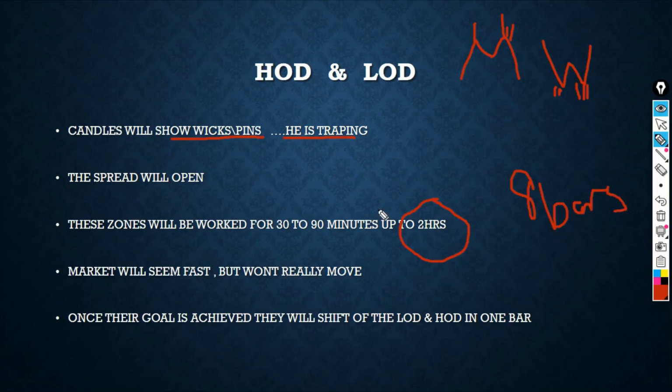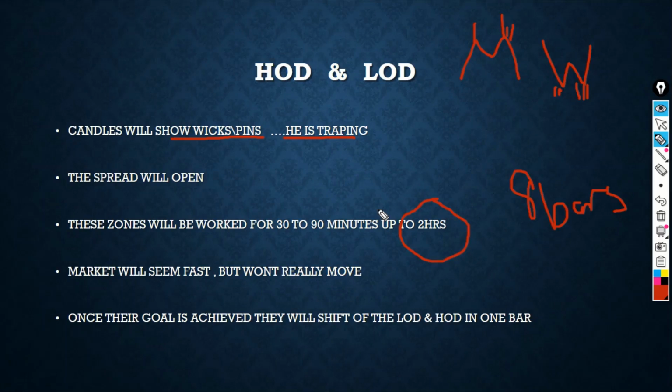Okay, the market will seem fast, but it won't be moving. If you are looking at the price board, where you press Ctrl M on your MetaTrader 4, you will see the colors flickering very, very fast, but price is not really moving. He wants to confuse you to think that price is moving. And also at the high of the day, the spread is going to be high. The market will seem fast, but won't really move.